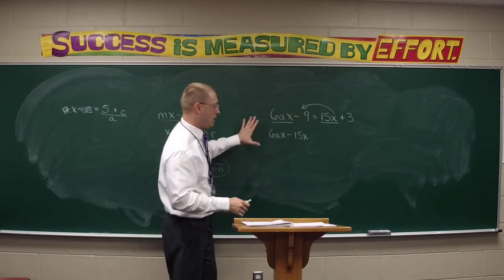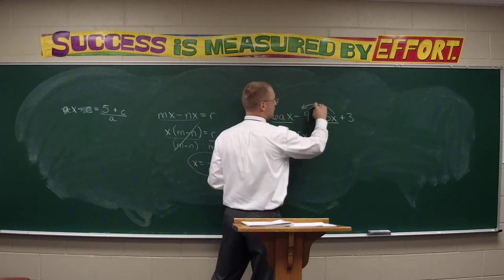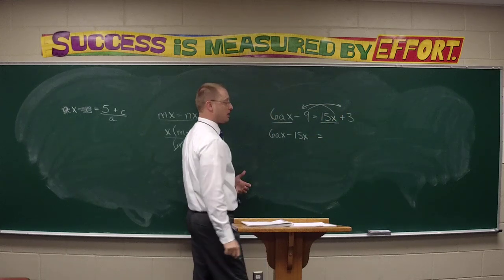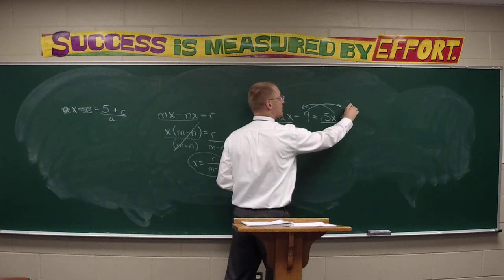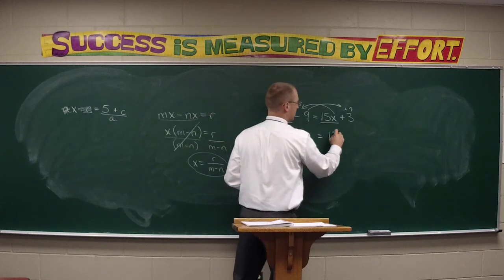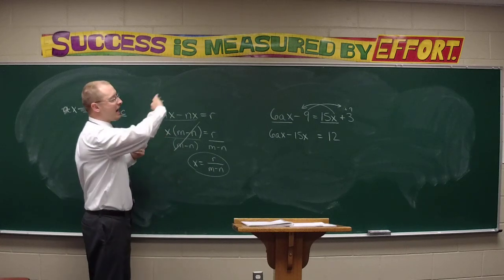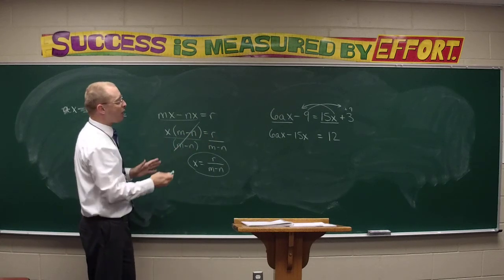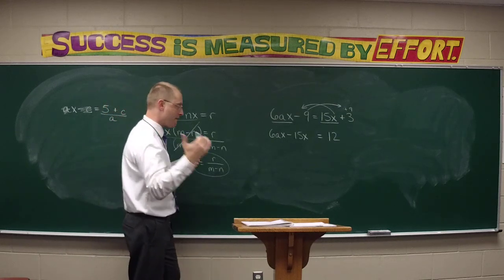Okay, we're going to do that. We're going to get the x's on one side, and anything that's not an x goes on the other side. In this case, the negative 9 is going to move over, class, and become a positive 9, which combines with the 3 to get 12. So we get all the x's on one side, all the non-x's on the other, and now we just have one single x, class, we have to factor.